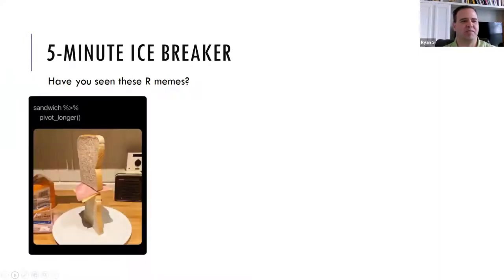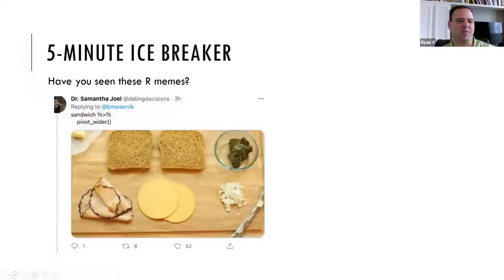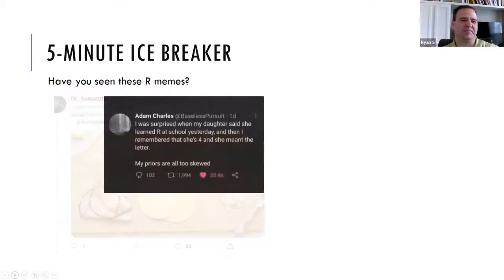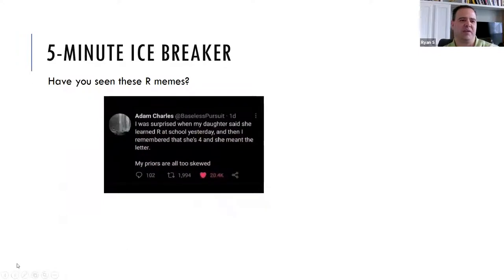First one, pivot longer. This is one that Colin introduced us to a couple weeks ago. I hadn't seen it before. It was pretty good. The other one is pivot wider. So same thing, just the other direction, right? Here's this one. I was surprised when my daughter said she learned R at school yesterday, and then I remembered that she's 4 and she meant the letter. My priors are all skewed.